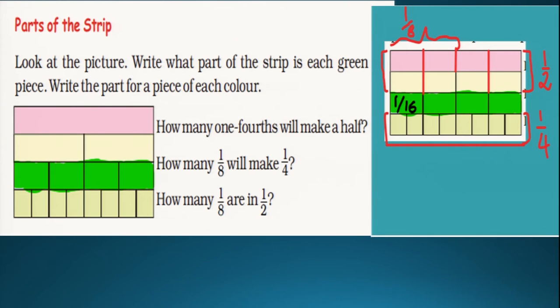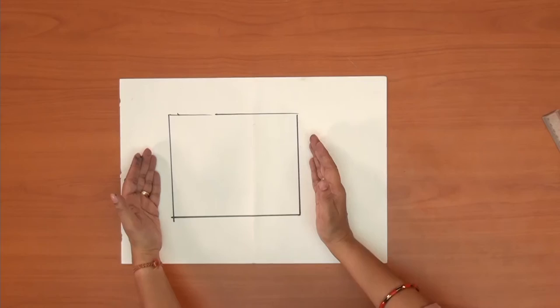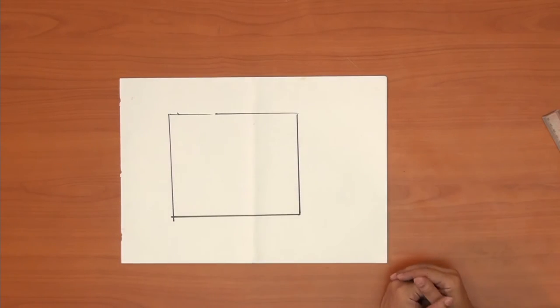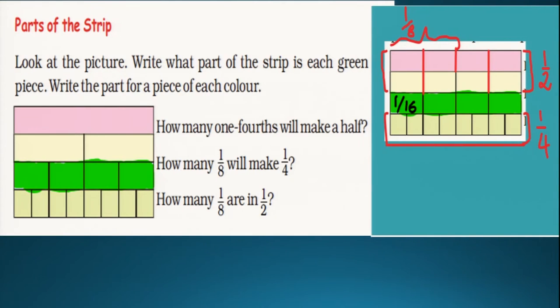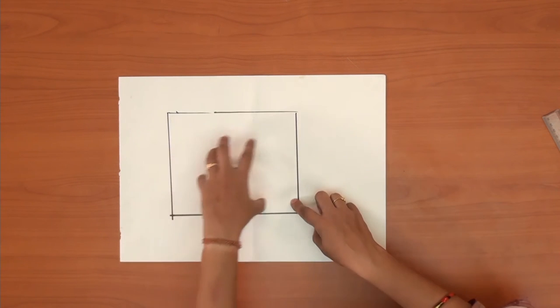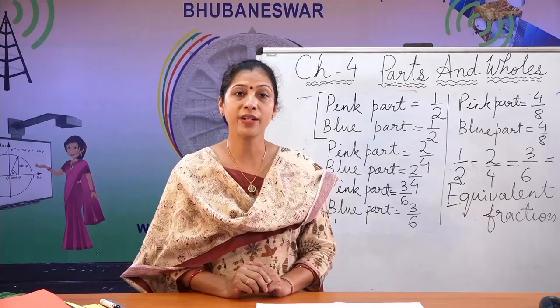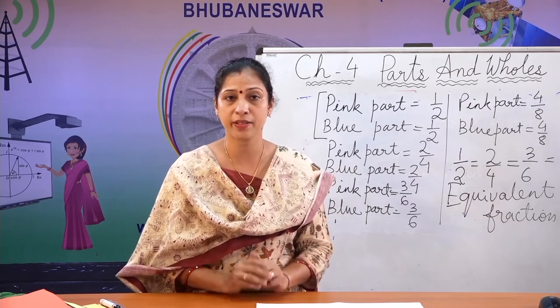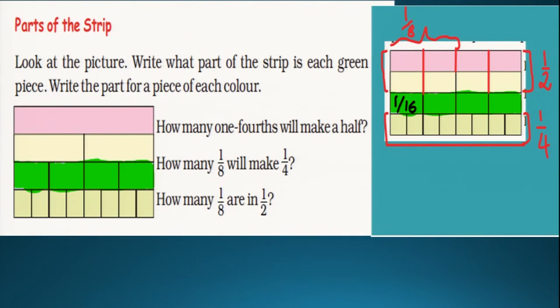Now, this is something related to the one which we have learned in the last slide, that is, the meaning of equivalent fraction. So, here also we will do this activity now. Now, children, look at this picture. This is a picture of a rectangle, and we have to find out what part of the strip each green piece is. To find this out, we have to divide this rectangle into equal parts. Then we have to find out which parts are green in color and how many parts are green in color. So, let's see what we can do.